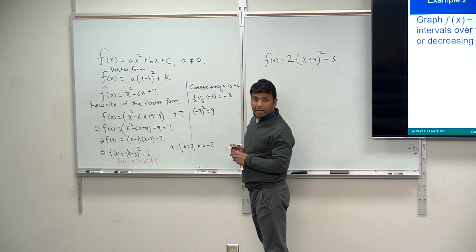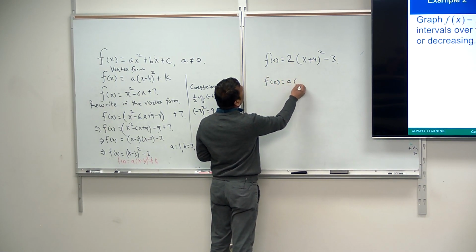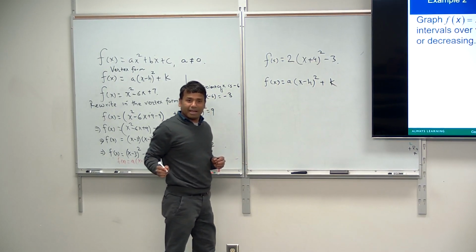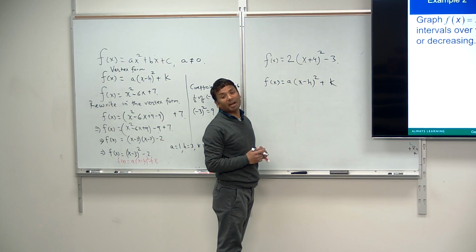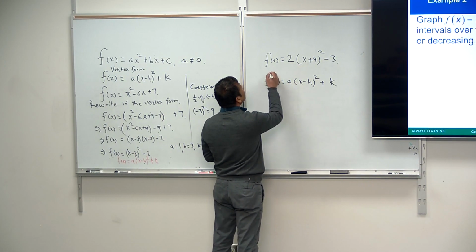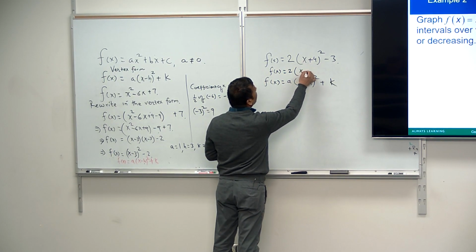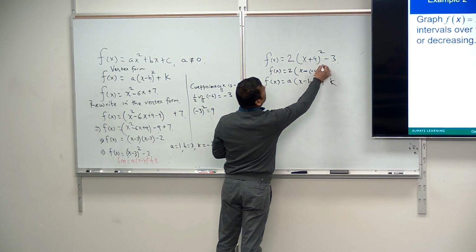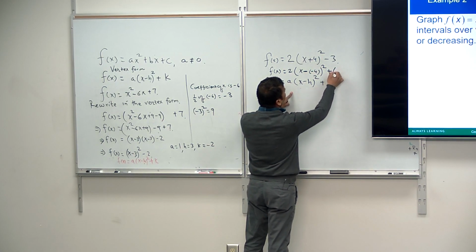Let's say if you have something like this, and you want to compare this with this, what will be the value of h? Negative 4. Okay. Did you get it? Yeah. Because you can rewrite this as x minus negative 4, because negative times negative is positive 4. And if you want to write in this form, this is plus negative 3.